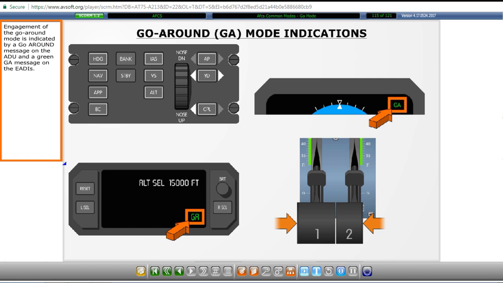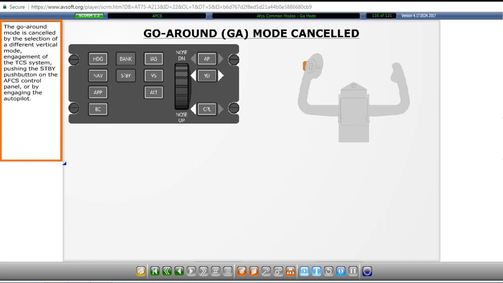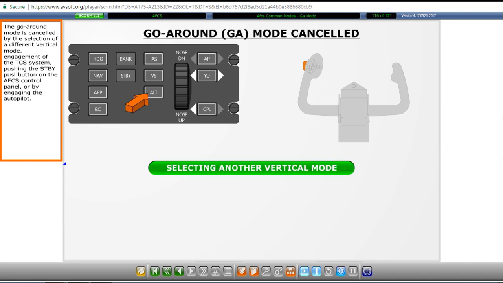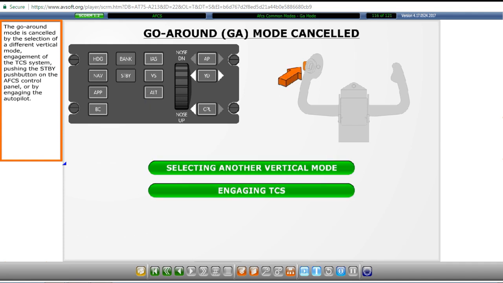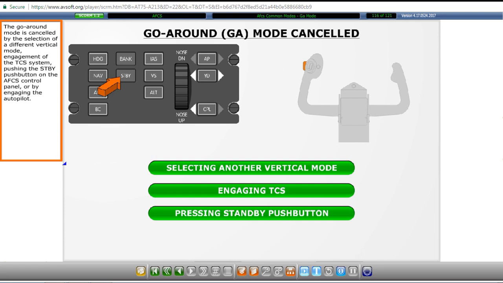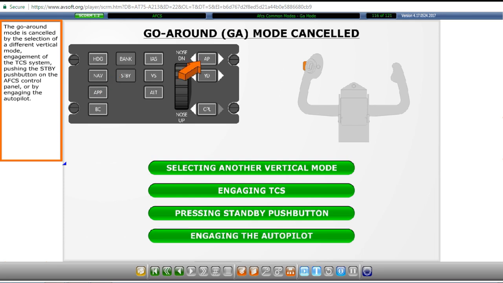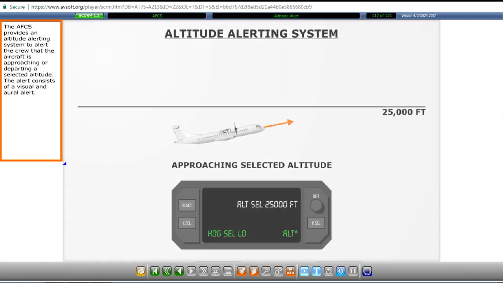Engagement of the go-around mode is indicated by a go-around message on the ADU and a green go-around message on the EADIs. The go-around mode is cancelled by the selection of a different vertical mode, engagement of the TCS system, pushing the standby push button on the AFCS control panel, or by engaging the autopilot.